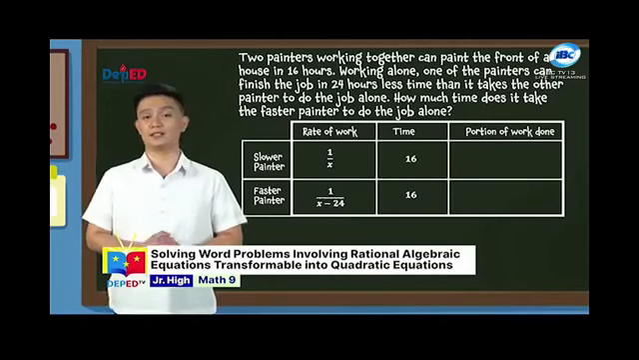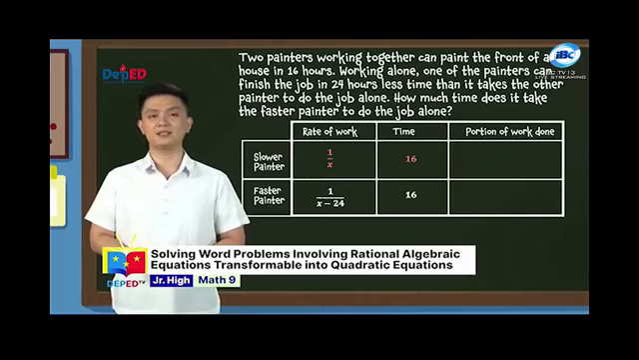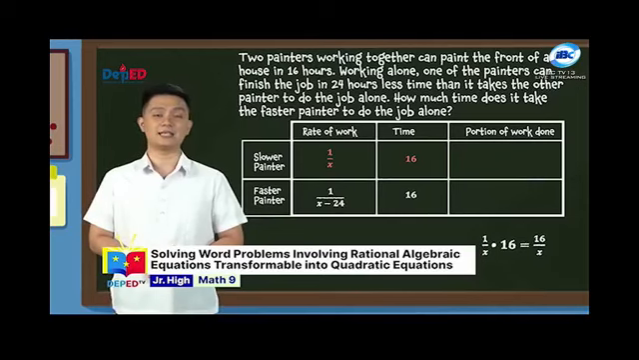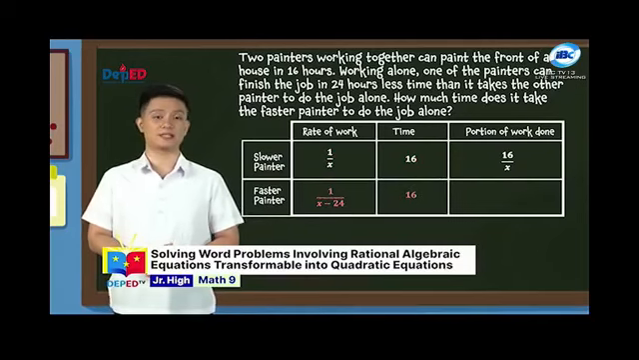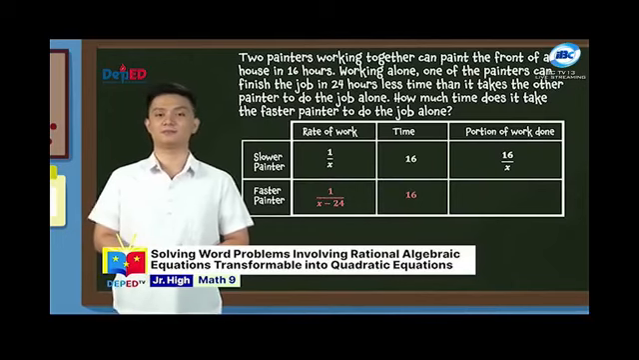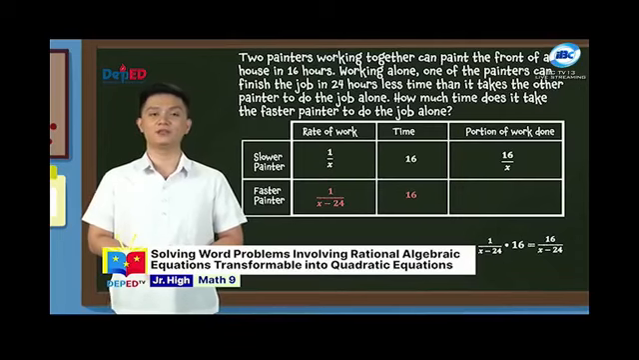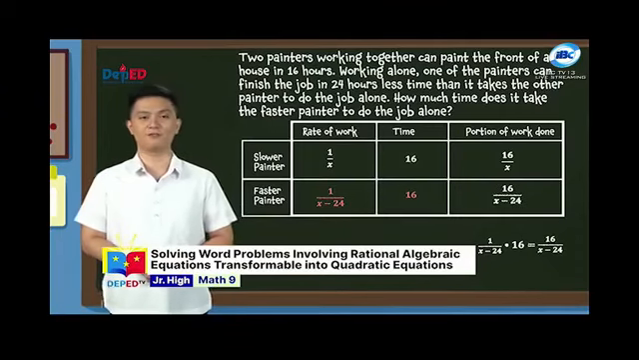We shall indicate in the table that they both work for 16 hours. We multiply 1 over x by 16 to determine the portion of work done by the slower painter. 1 over x times 16 is equal to 16 over x. We multiply 1 over x minus 24 by 16 to determine the portion of work done by the faster painter. And 1 over x minus 24 times 16 is equal to 16 over x minus 24.